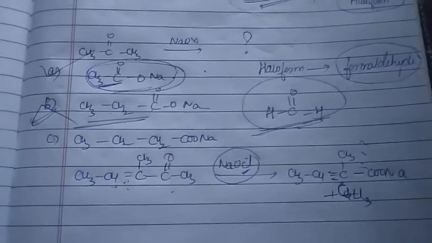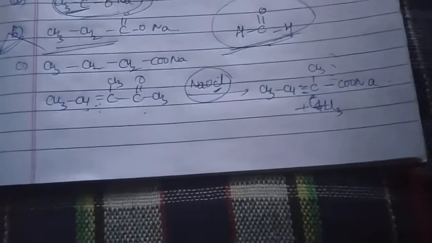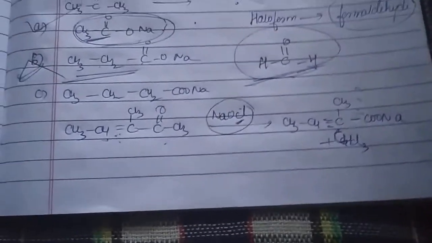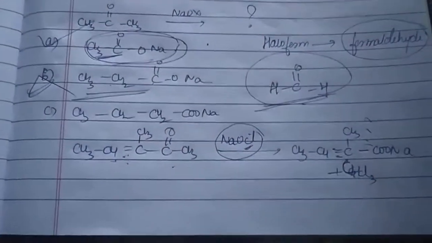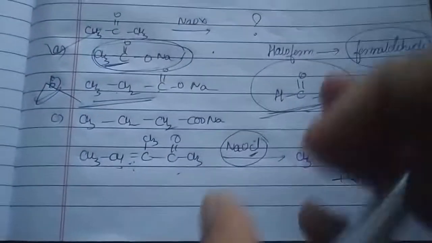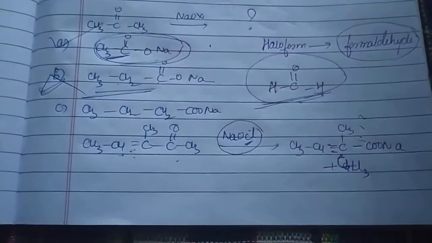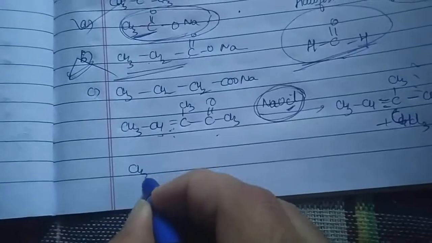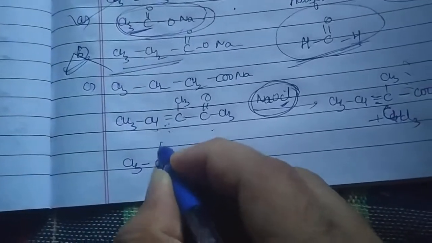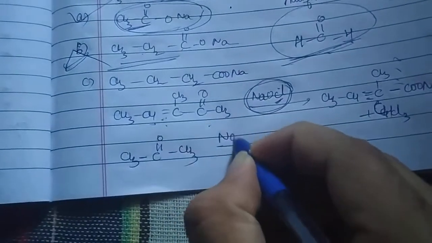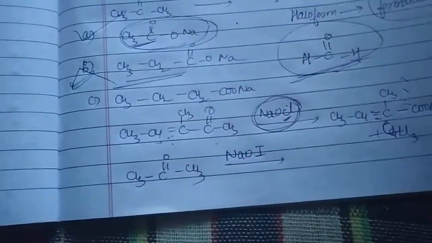Whatever the hypohalides we are using, it is not affecting the multiple bonds present in our methyl ketones. One more important note you have to remember about this reagent. Coming to another part, how these sodium hypohalides are used. For example, if I give you CH3 C double bond O CH3 with NaOI, of course it's a haloform reaction.